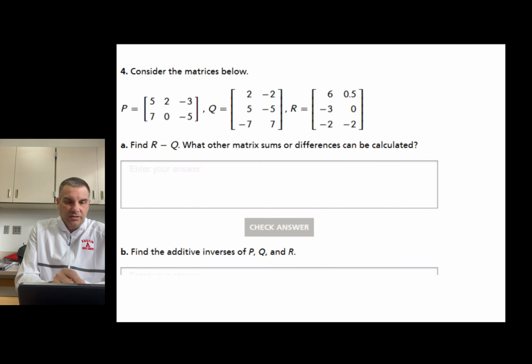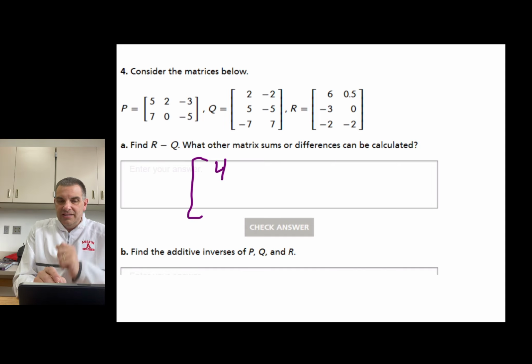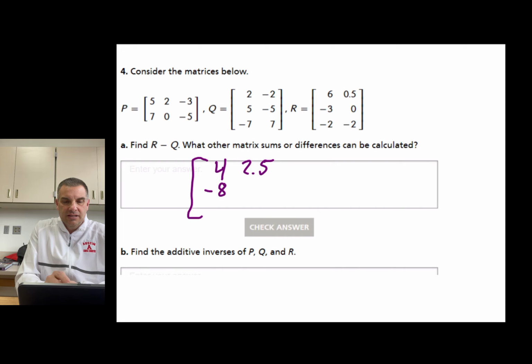It asks us to do the difference, so we'll do the difference here real quick. R minus Q: 6 minus 2 is 4. 5 minus negative 2 is 2.5. Negative 3 minus 5 is negative 8.